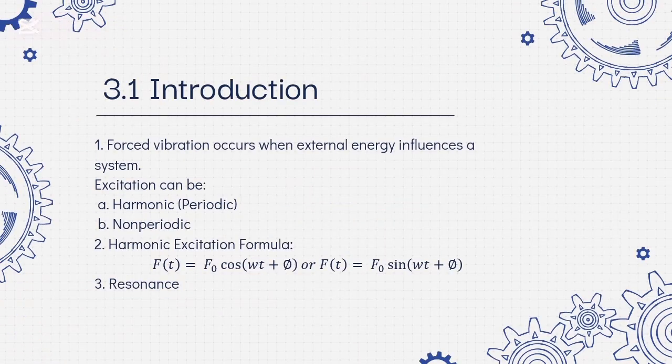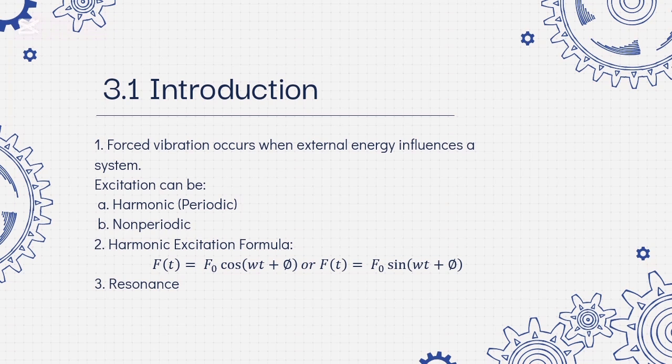The topic we'll talk about is the introduction of this chapter. Forced vibration happens when external force or displacement affects the system. If this excitation is periodic, it leads to harmonic response. Otherwise, it results in transient response. The system's response can be described using the harmonic excitation equation involving amplitude, frequency, and phase angle. And the amplitude, as we see in the equation, is F naught.